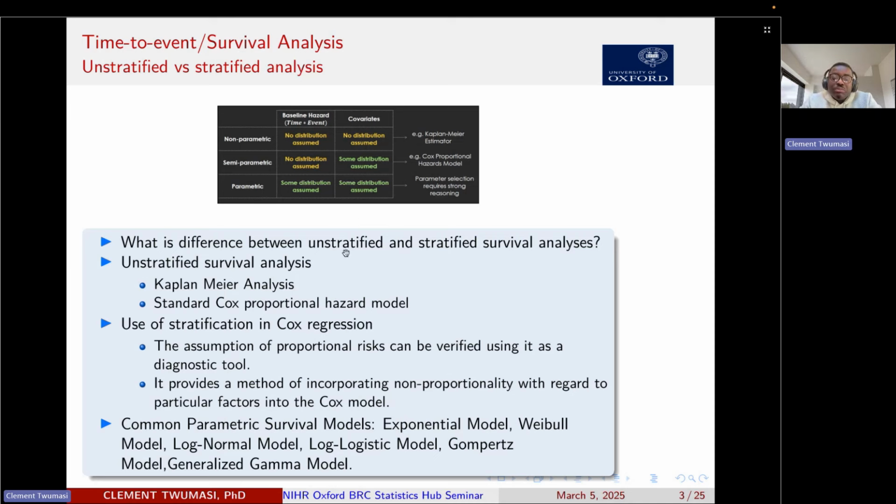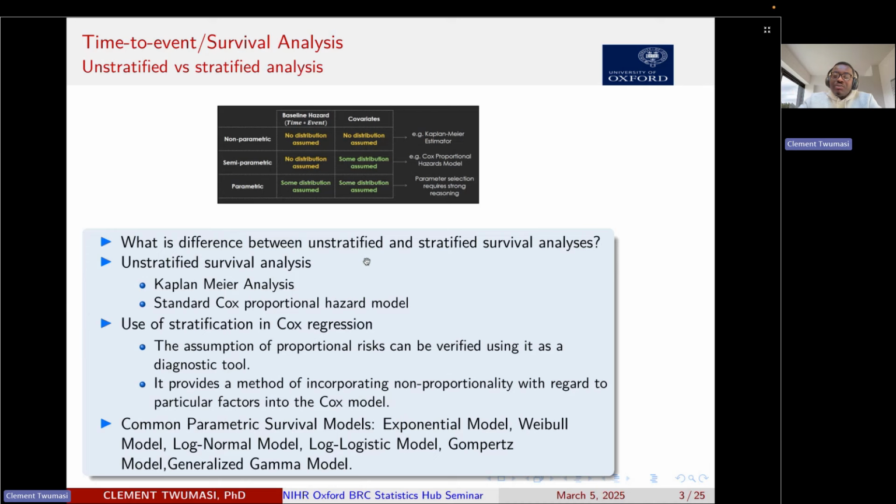So this brings us to what we mean by stratified and unstratified survival analysis. Unstratified survival analysis is considered when the constant hazard proportion, or the proportional hazard assumption, is met. If it is met, then the kind of analysis you do is known as unstratified analysis.